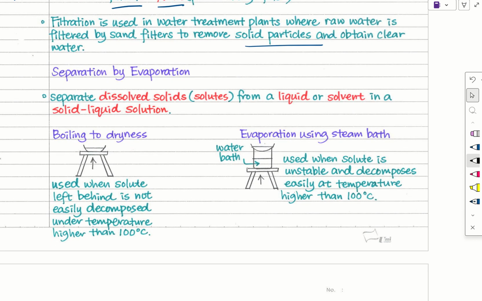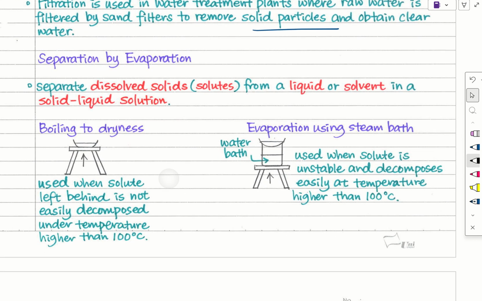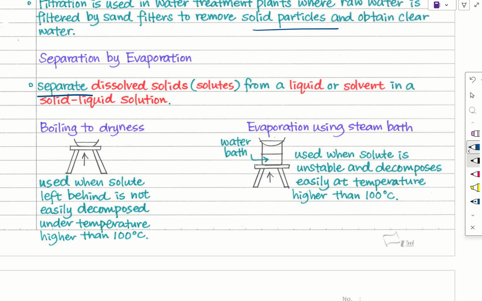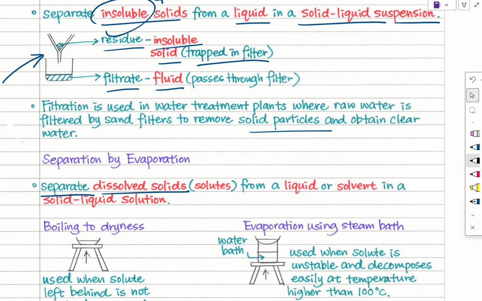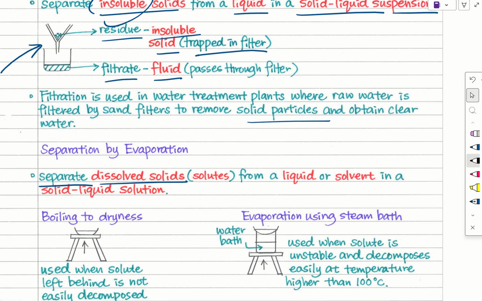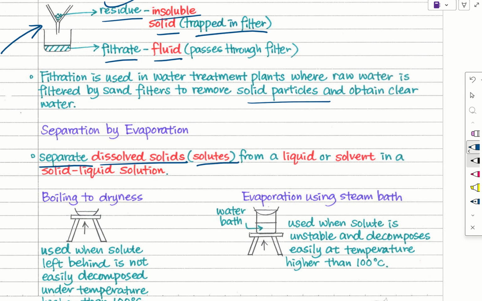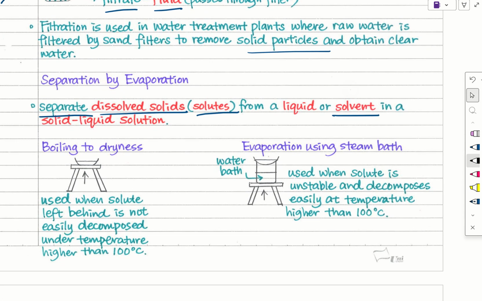Okay, the next one is separation by evaporation. Why do we use this? It is to separate the dissolved solid. So this is different from filtration because in this case the solids are actually soluble. So the solutes are actually soluble. So it is dissolved in the liquid, or what we call a solvent.